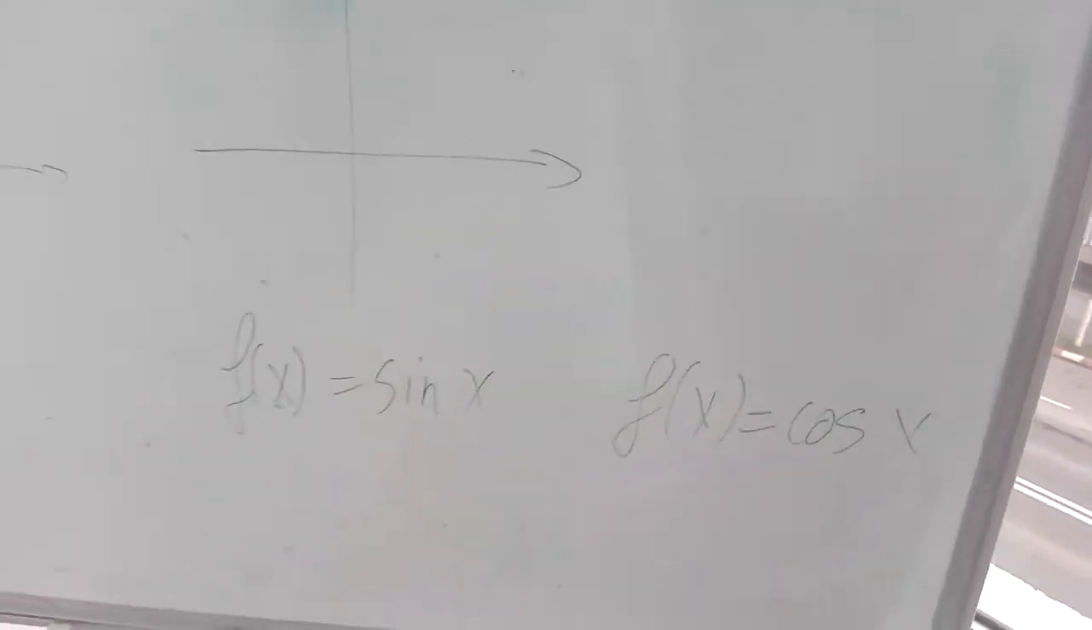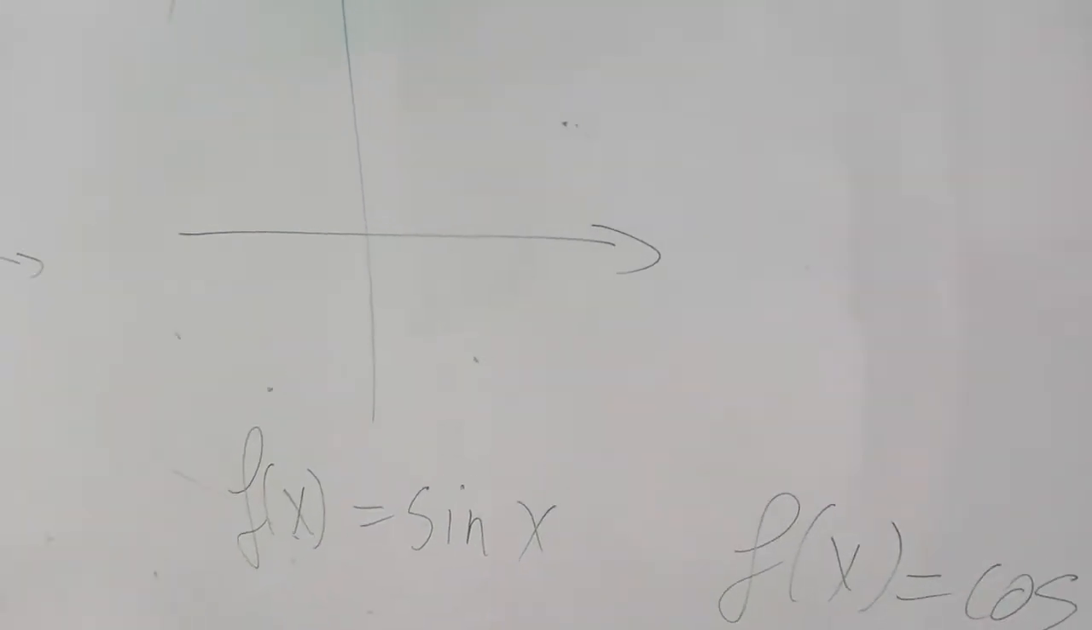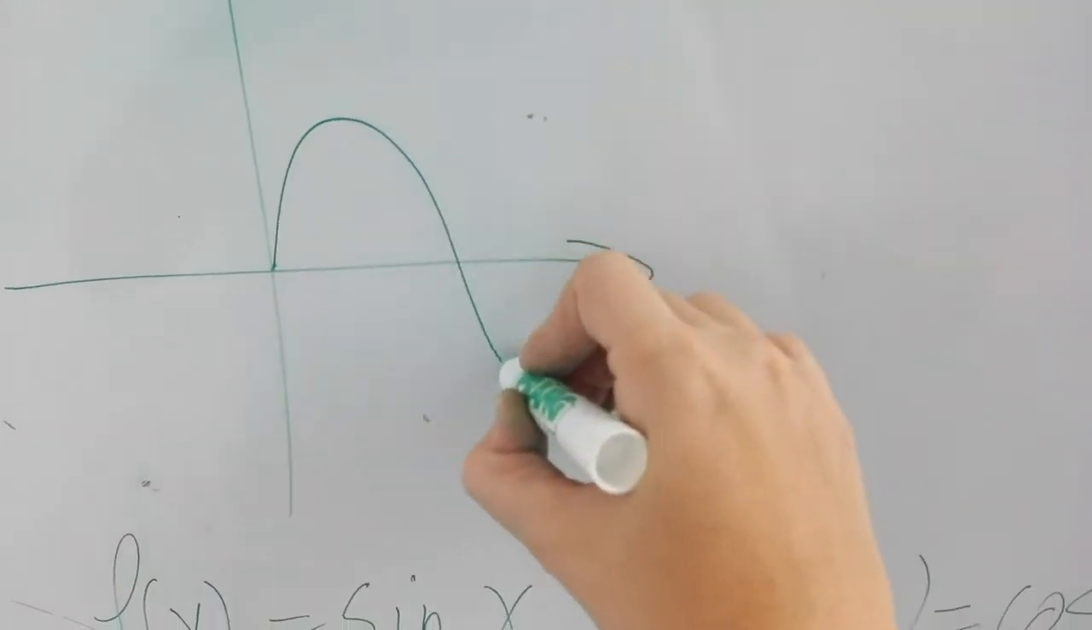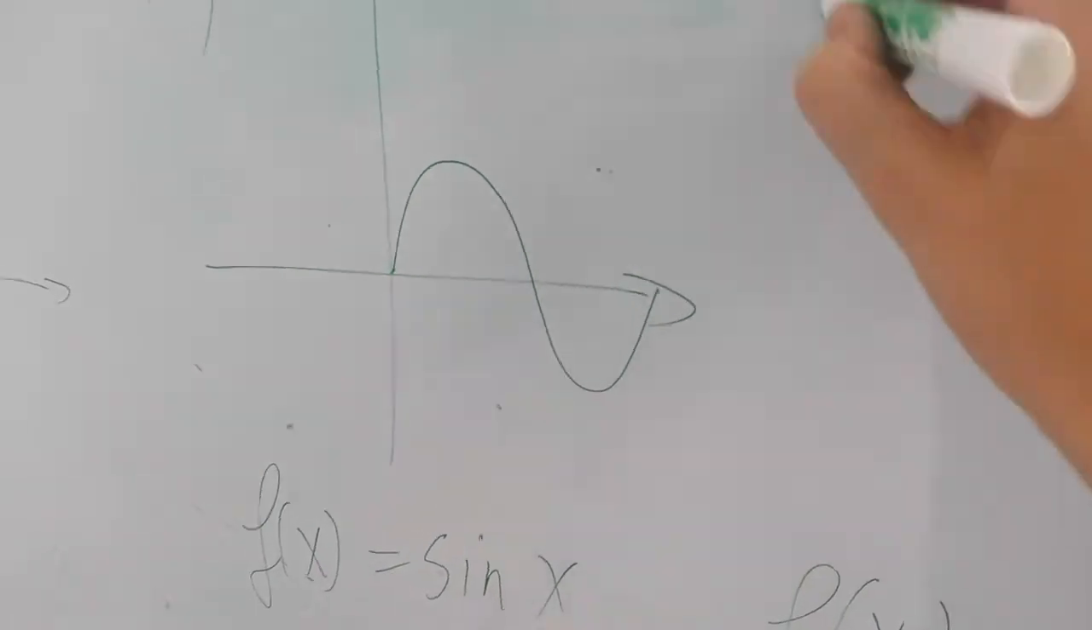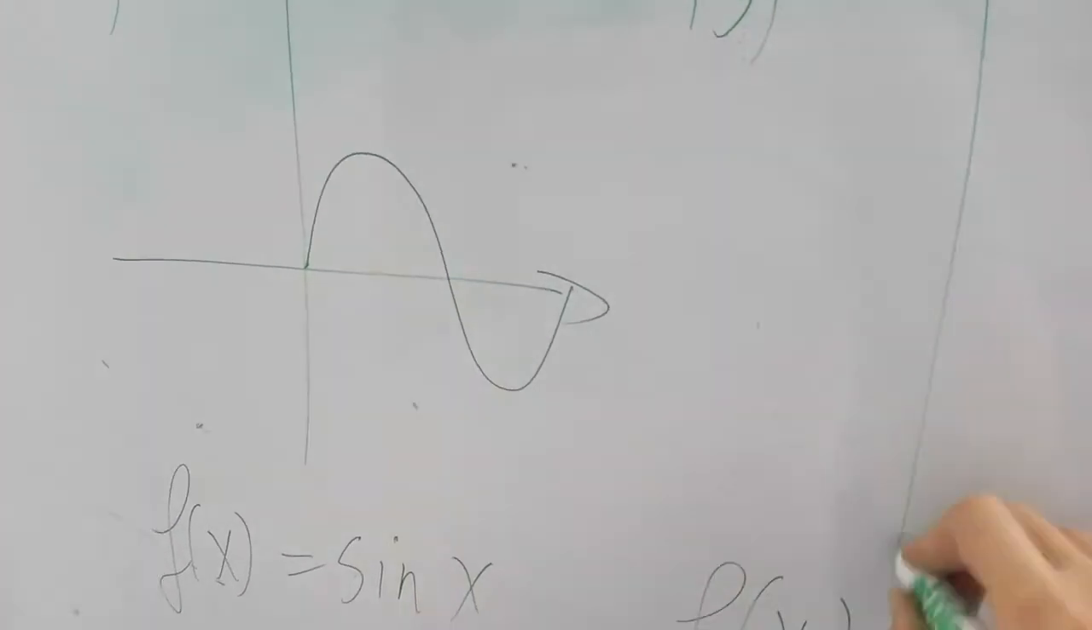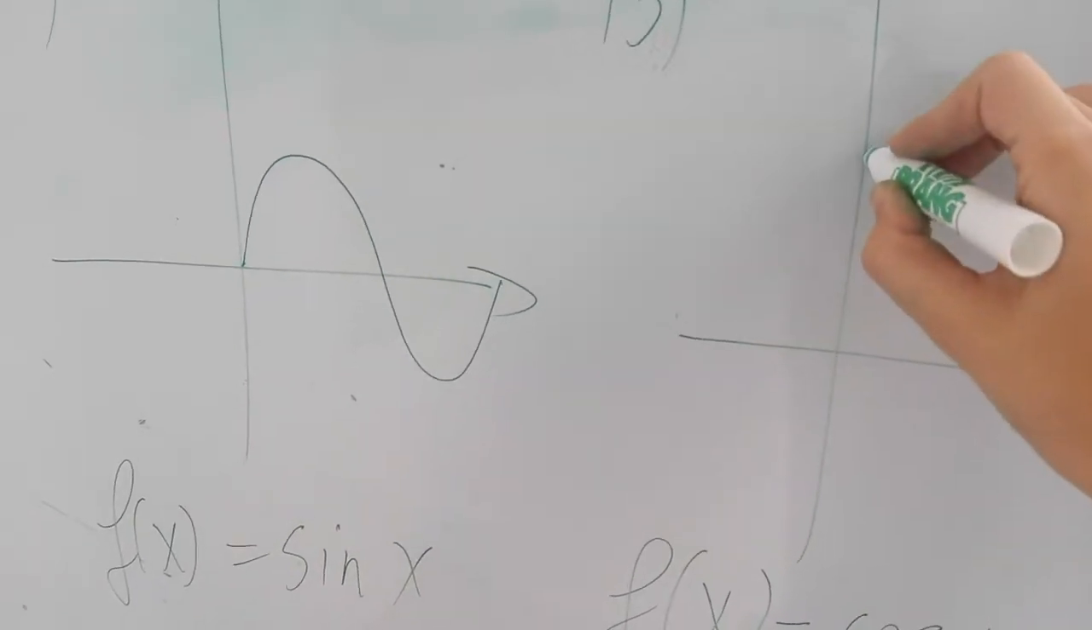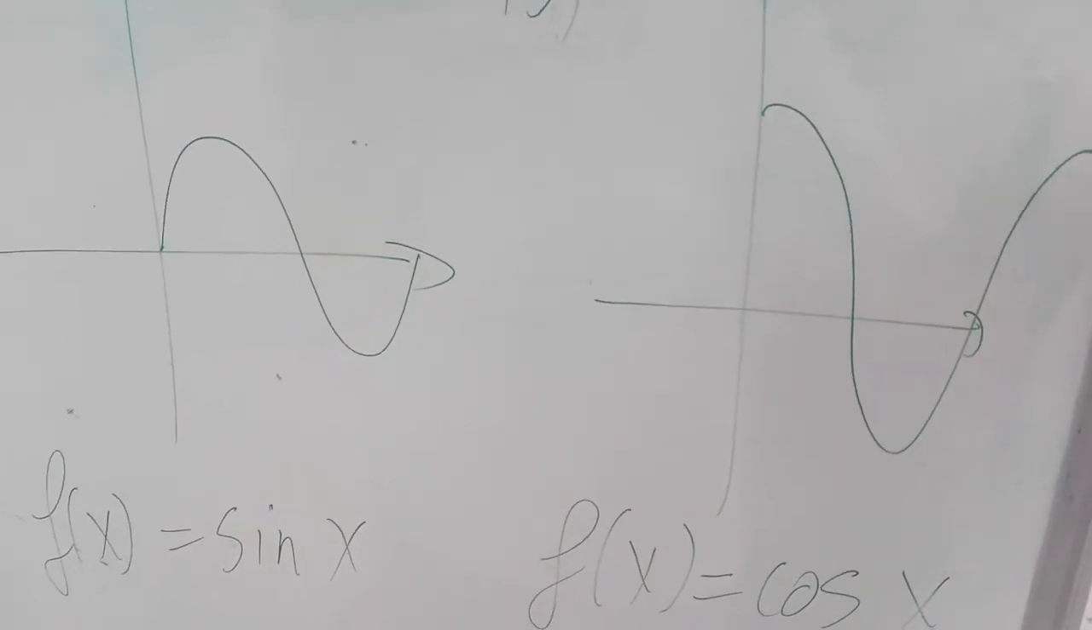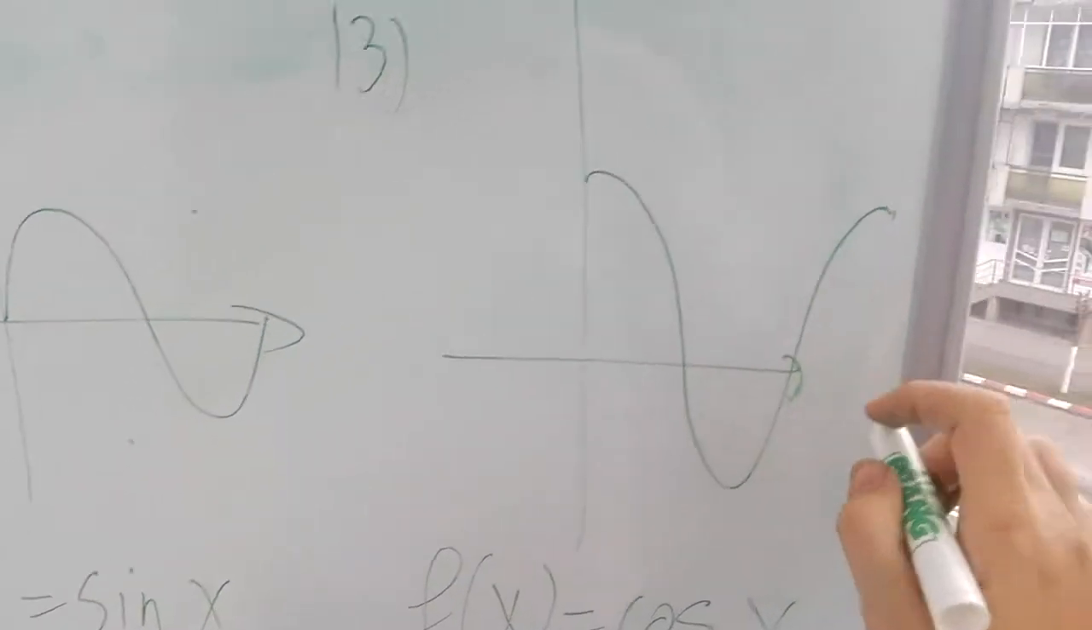Here we are working a lot with these trigonometric functions. The sine of x will always start from 0. It's a periodic function. And the cosine of x will always start up here from 1. It's also a periodic function. Okay, this I should go a little bit more.